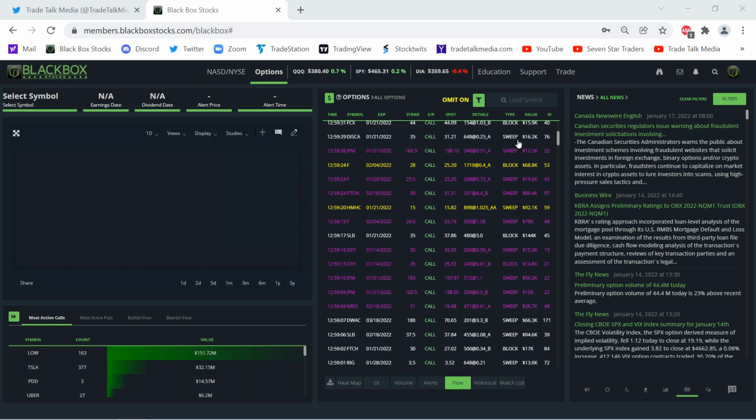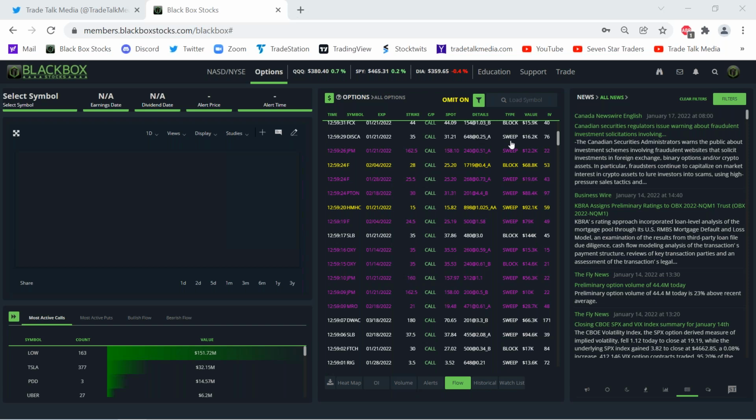So we want to see these sweeps in here. The sweep is going to show urgency. You'll hear us say size, time, and urgency. Those are the three things we're looking for. So part of the urgency factor is going to be ask and above ask and sweeps. Okay, so sweeps and blocks.